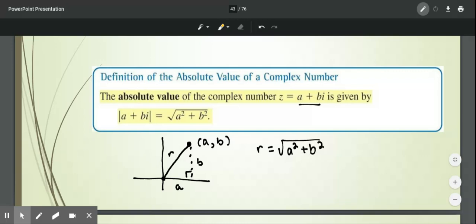And if you notice, the absolute value formula has the exact same formula as the magnitude of your vector. Because again, if this was a vector, we'd just have this little arrow here. And if we found the length of the vector, we're doing the same thing. We're really just finding that distance from the origin.